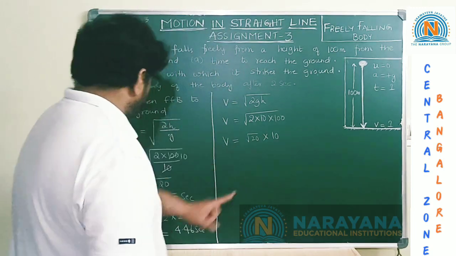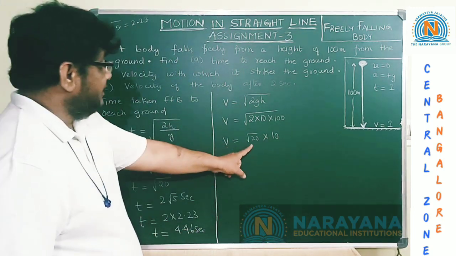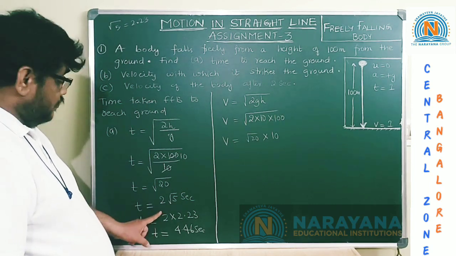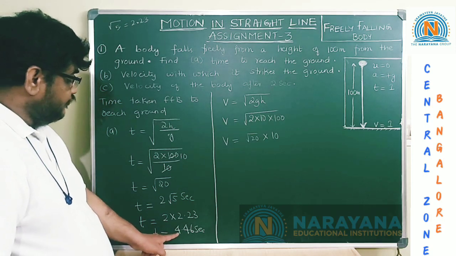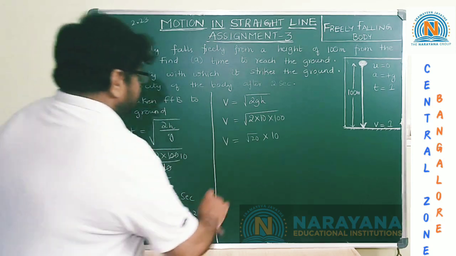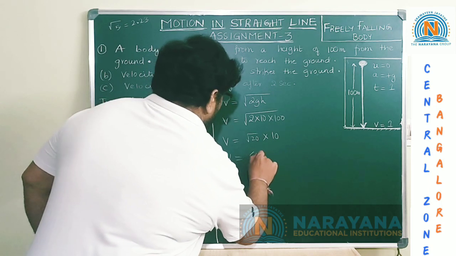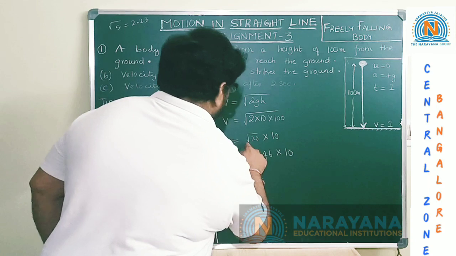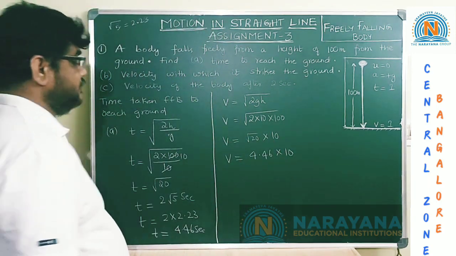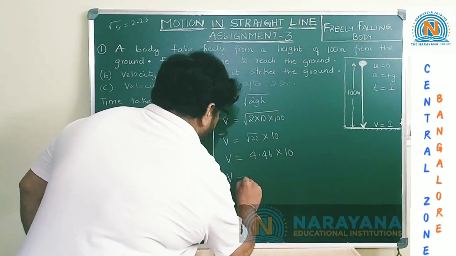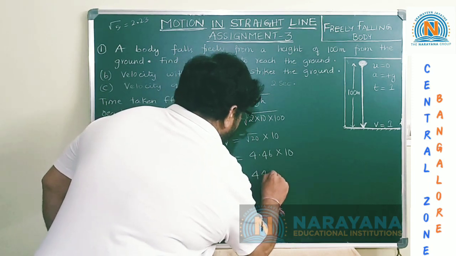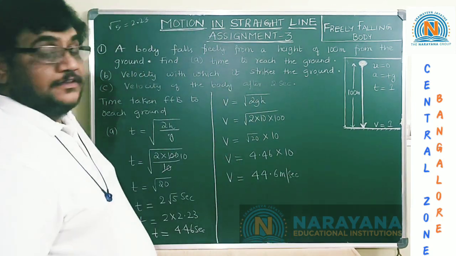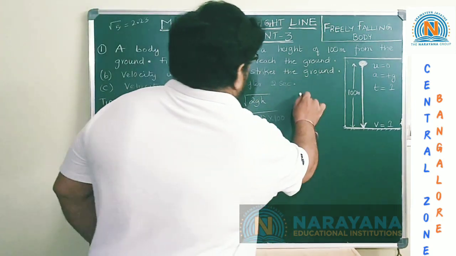What is the value of root 20? Root 20 is 2 root 5. What is the value of 2 root 5? It is 4.46. So v = 4.46 into 10. Root 20 value is 4.46. So the velocity with which the object strikes the ground is 44.6 meter per second approximately. This is the second part of the problem.